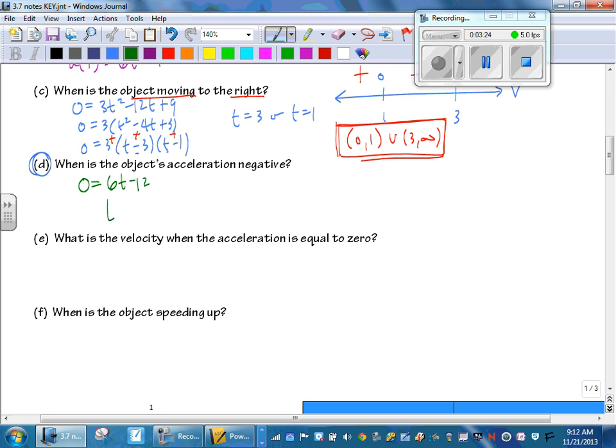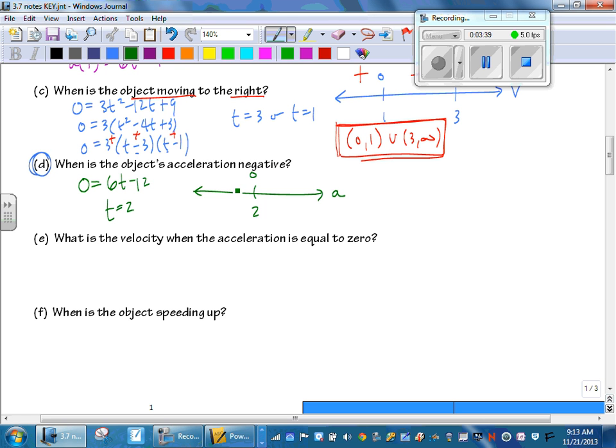If we solve that, we get t equals 2. So I'm going to make a number line for acceleration. I know the acceleration is 0 at that point. I want to figure out what's happening on either side so we can figure out when the acceleration is negative.